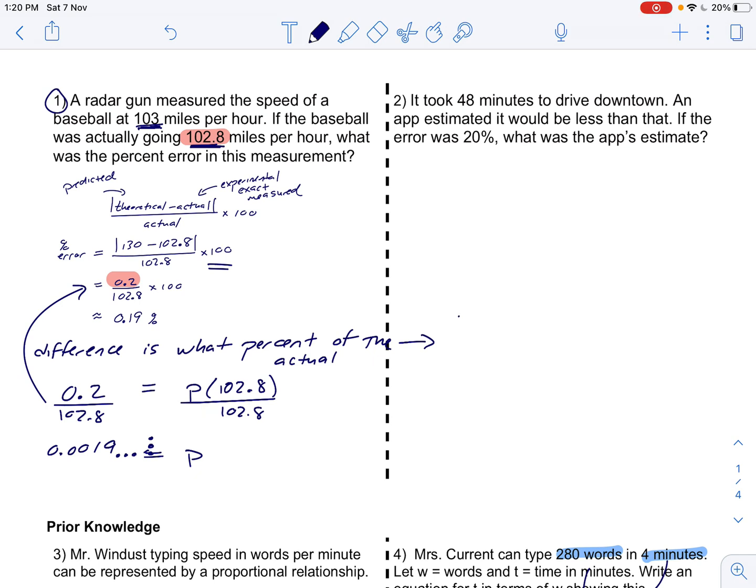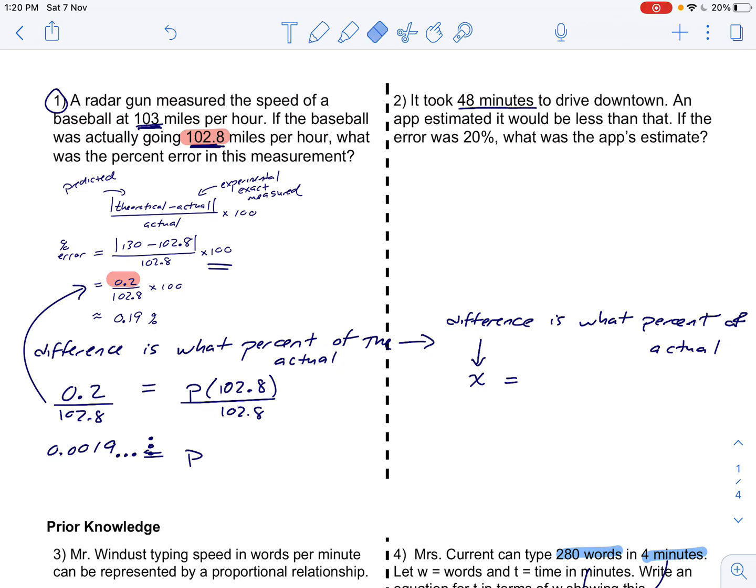So again, let's write it out. The difference is what percent of the actual. On number two, we don't know what the difference is because you're told how long it takes you to actually drive downtown. It takes 48 minutes, but there's no way to find the difference because I don't know what the app was predicting. So I'm going to call that X, which represents the difference. So X is equal to what percent?